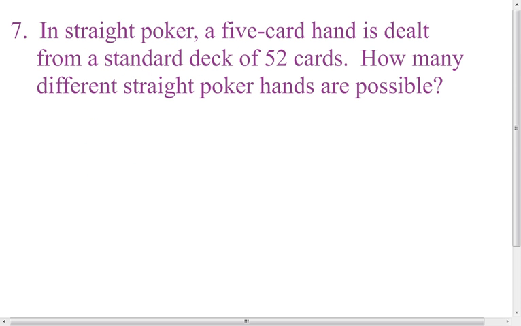All right, 5 card poker hand. You're going to be dealt 5 cards from a deck of 52. And the question is, does order matter?